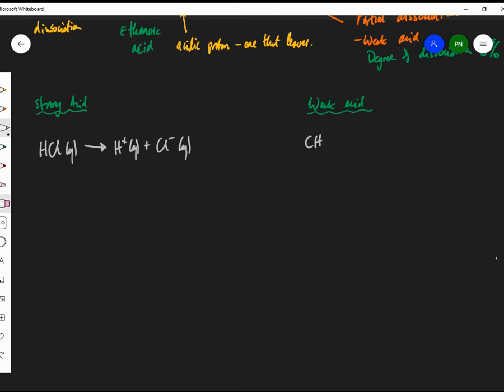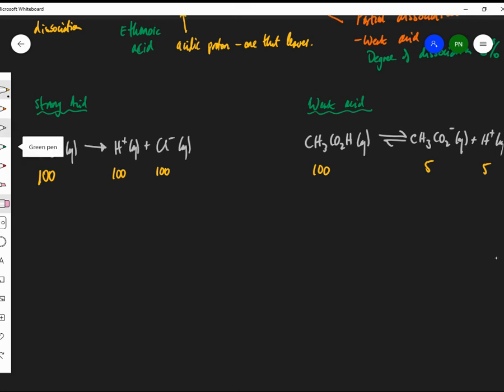The weak acid is CH3CO2H, my ethanoic acid, aqueous, with a reversible reaction sign, CH3CO2 minus aqueous plus H plus aqueous. Now, as I said before, if I have 100 of these, I'll get 100 of those and 100 of those. And if I have 100 of those, I'll only get 5 of those and 5 of those. Now this is the clever bit here.